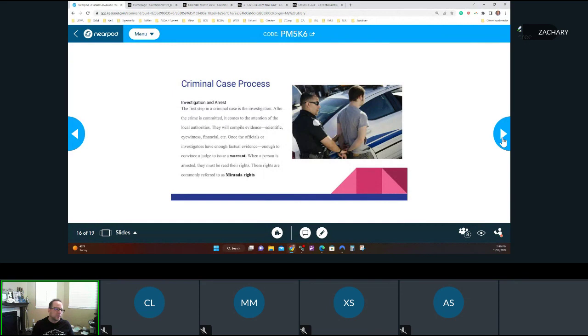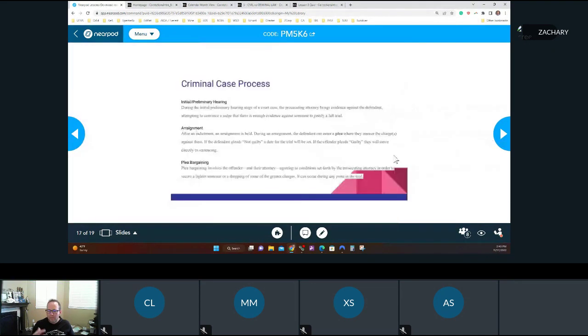As we talked about with the Bill of Rights, right? The Fourth Amendment is the... Miranda rights are in there. Then you have the initial preliminary hearing. During this stage of the process, the prosecuting attorney brings the evidence against the defendant, attempting to convince the judge that they have enough evidence to justify a full trial. Then comes the arraignment.